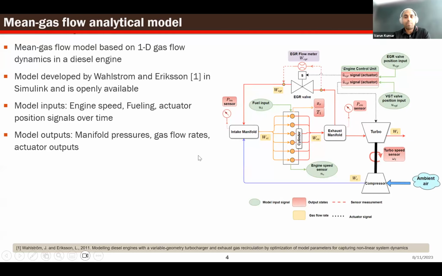So basically the problem is to use the four inputs, which are the fueling, the engine speed, and the VGT and EGR valve positions, and try to predict the output states, which are given by the pressure values in the manifolds, the speed of the turbine, and the states XR, T1 and the actuator signals. So that is what we are trying to do. We are just mapping the inputs to the output states that I show in this diagram.